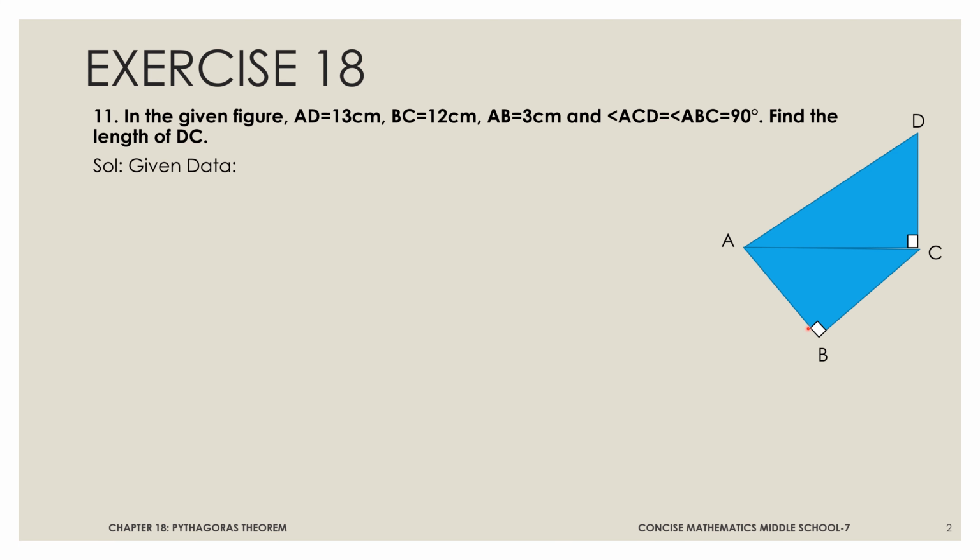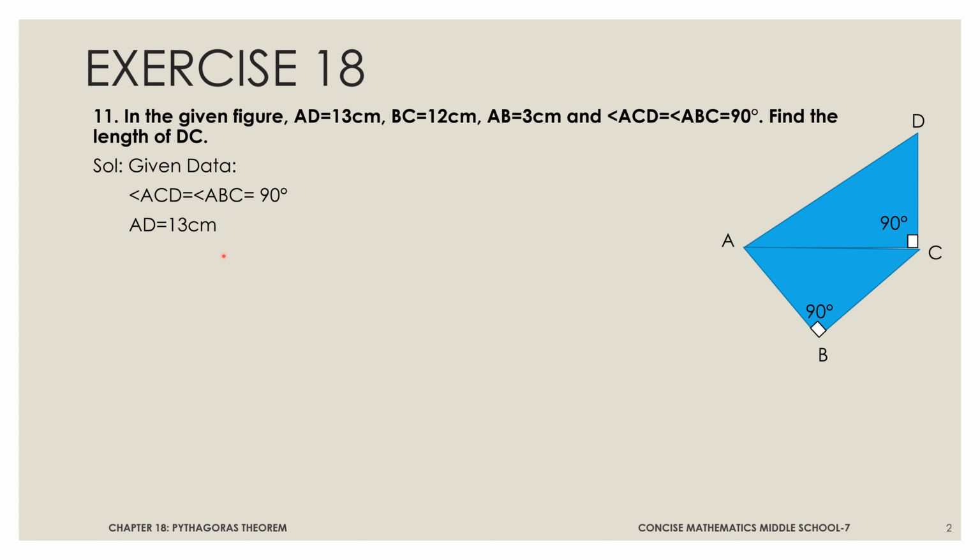So let's write down the given data. According to the given data over here, I'm going to write the given data as well as in the diagram. So angle ACD is 90 degree and ABC is also 90 degree, right? This is from the given data itself we are writing, nothing more.